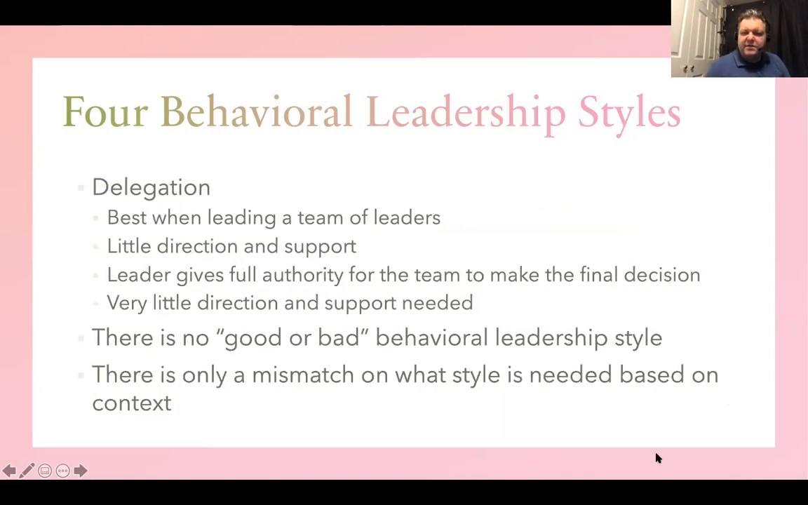And then the final level is delegation. Delegation is usually for leaders leading leaders. So best leading a team of leaders. There's little direction, little support. Everybody knows what they're doing. They're competent in their own fields, hopefully, right?